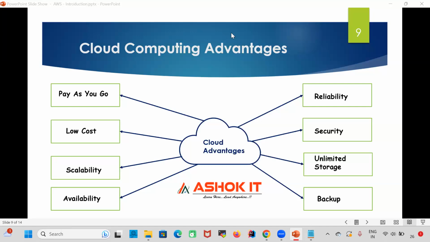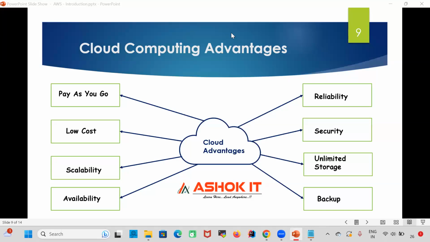When you go for cloud computing, they will be taking care of security, storage, and backup. So you don't need to bother about data loss because the cloud provider is responsible for maintaining our data in backup. So these are several advantages when you go for cloud computing.